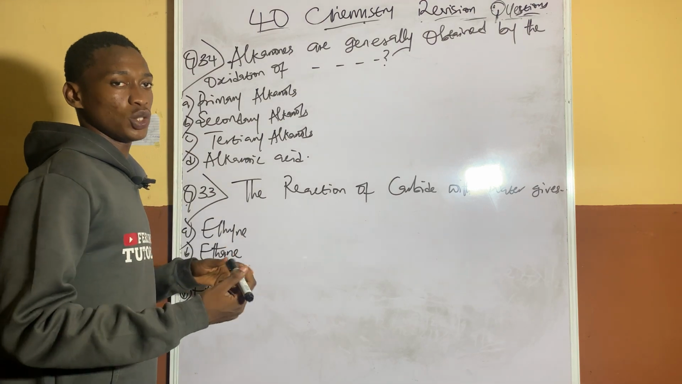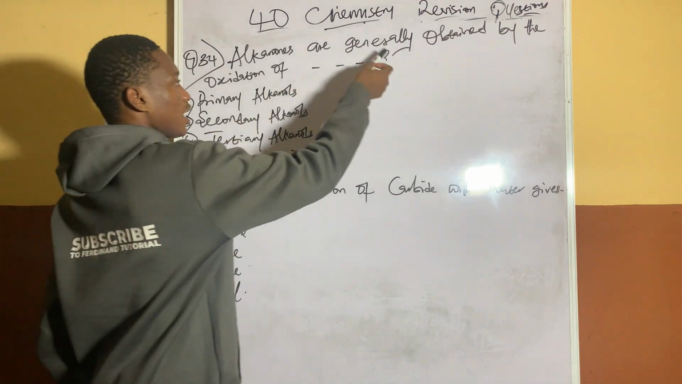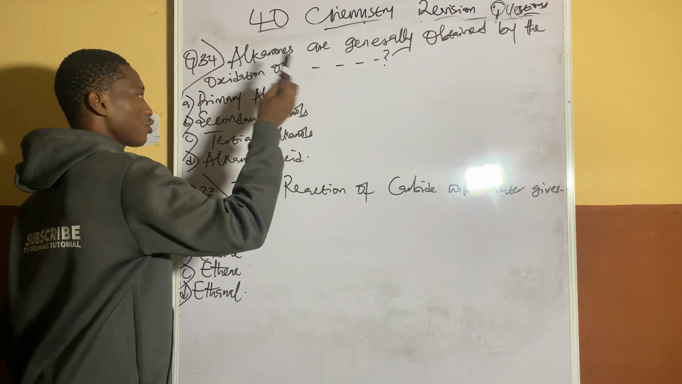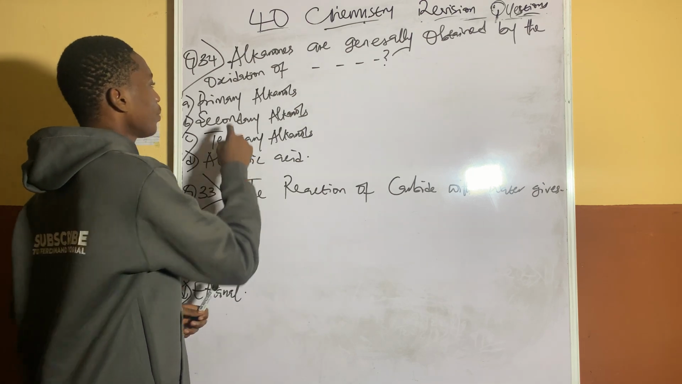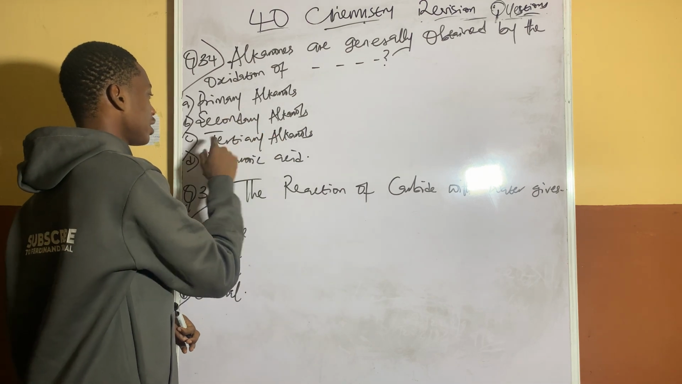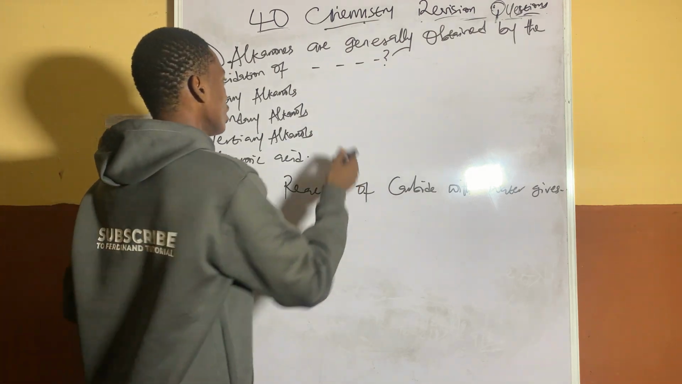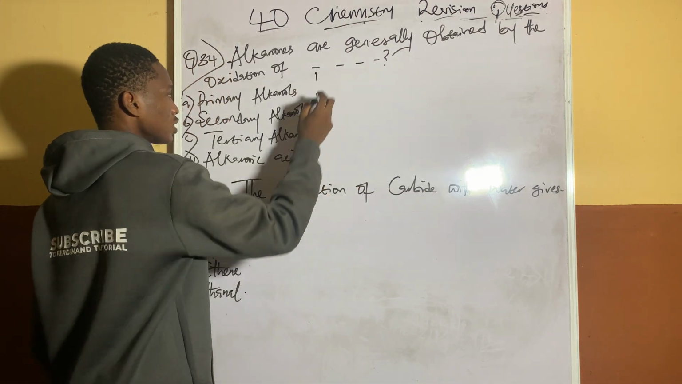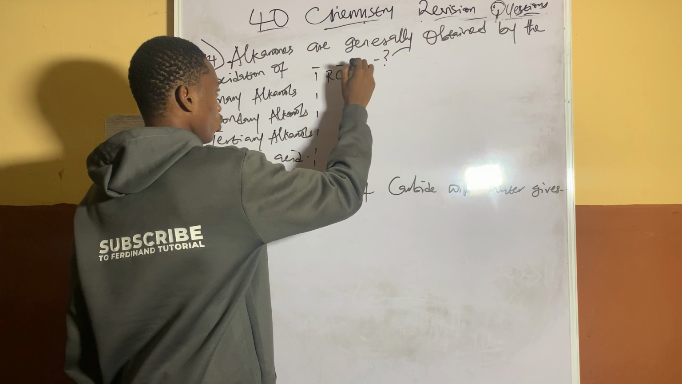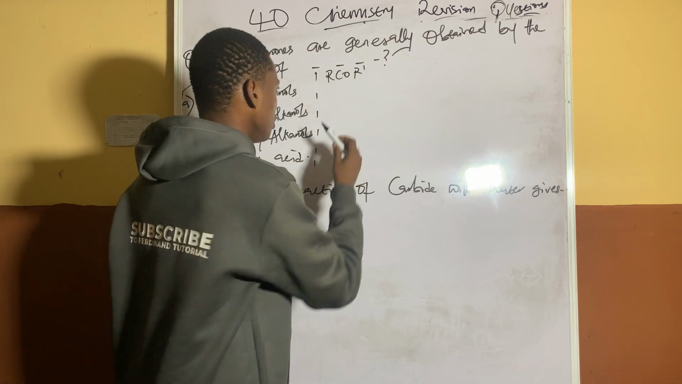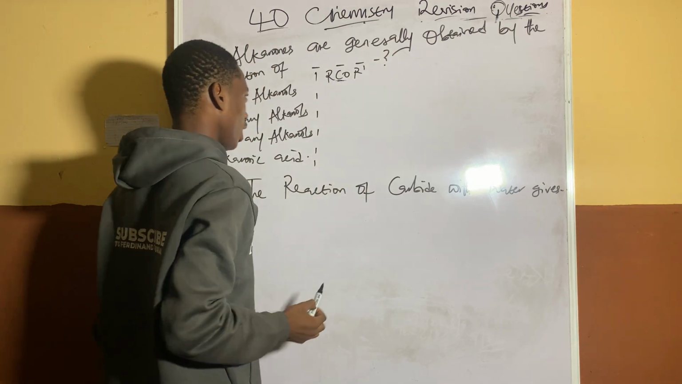To question 34, it says alkanones. Alkanones are the same thing as ketones. Alkanones are generally obtained by the oxidation of dash. A. Primary alkanols, B. Secondary alkanols, C. Tertiary alkanols, D. Alkanoic acid. Now, what is the general formula for alkanones? Alkanones is RCOR prime. Are we there now? That means CO is in between. Are we together now?